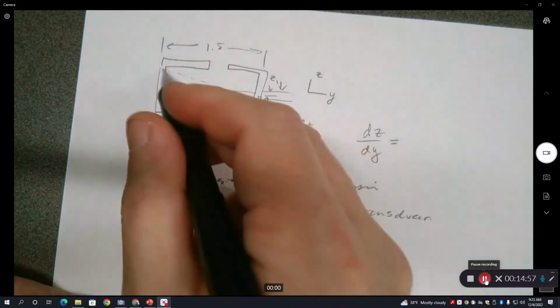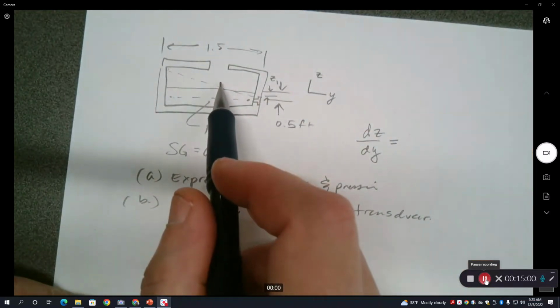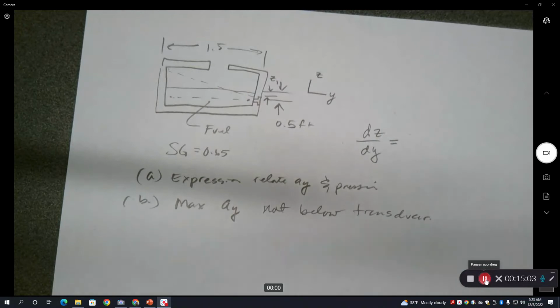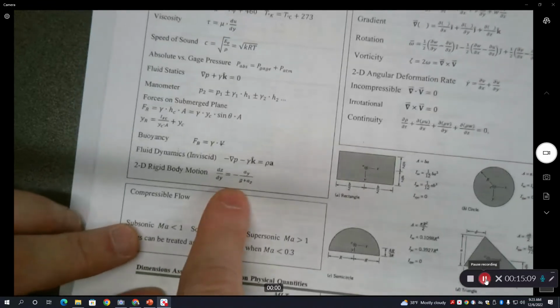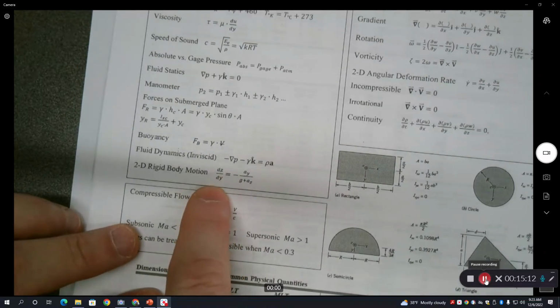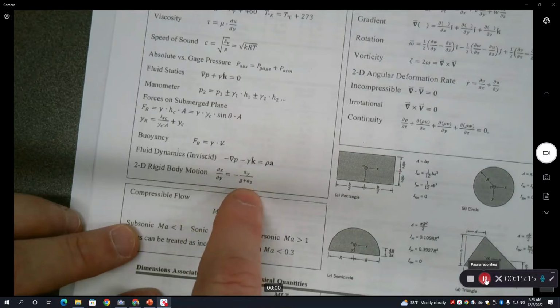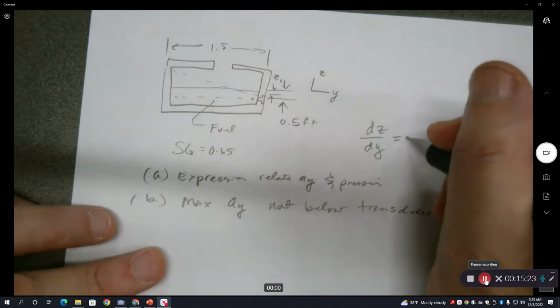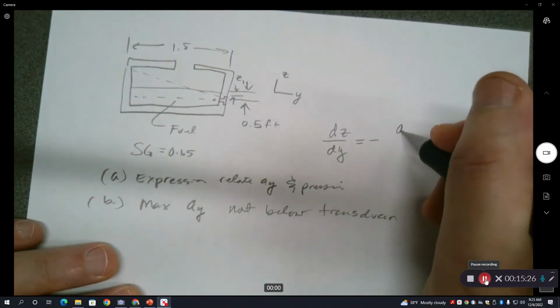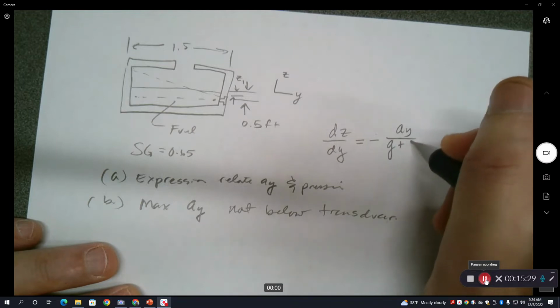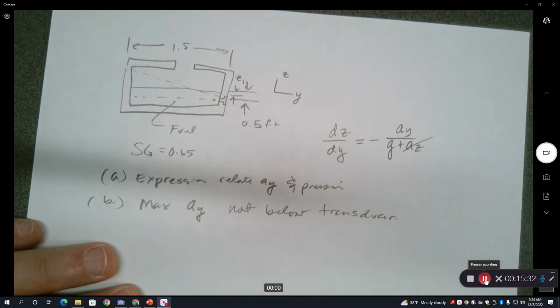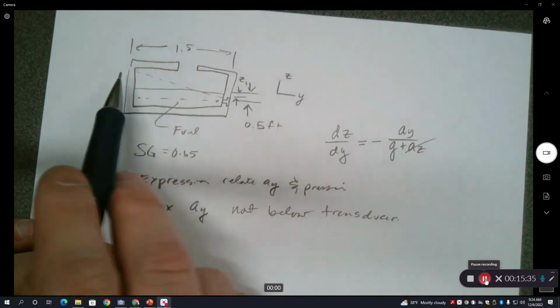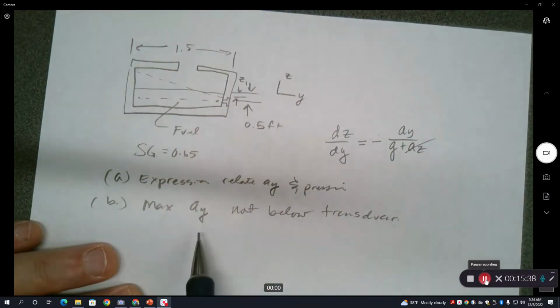And we're going to say that's going to be related to the slope, which ends up being the ratio of the accelerations. If we go back to what we had here, we can see that we have dz/dy is equal to the negative ay over g plus az, right? So it's the ratio of these accelerations. We could go back to try to prove that, but we can also have it on the equation sheet so we can just write it down. There's not going to be any acceleration in the z direction. We're assuming this thing is only accelerating in the y direction.